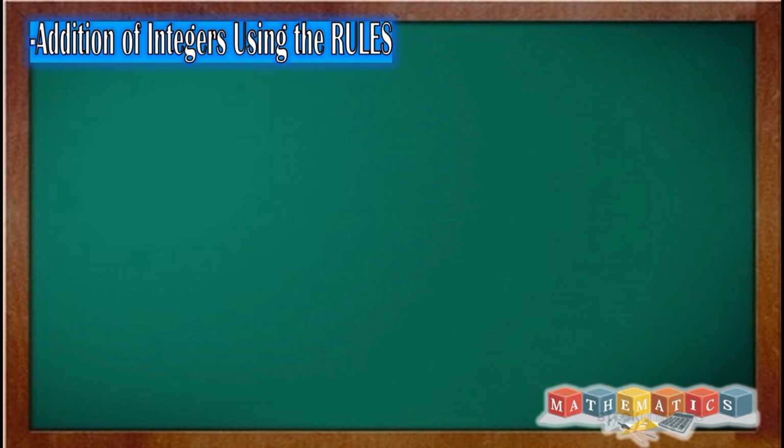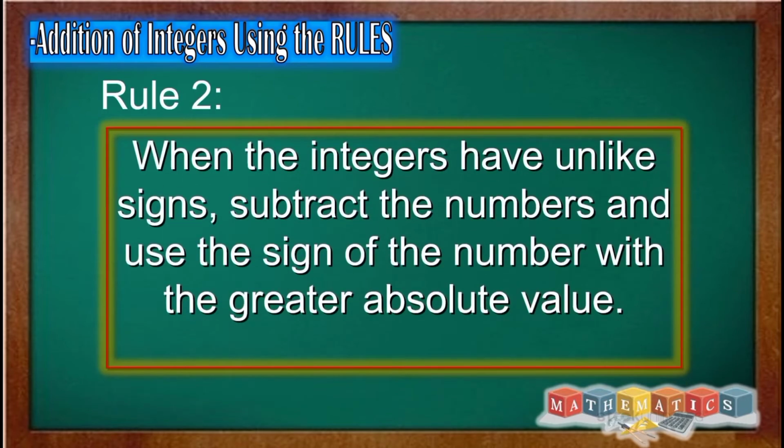How about if they have unlike signs? For rule number 2, when the integers have unlike signs, subtract the numbers and use the sign of the number with the greater absolute value.